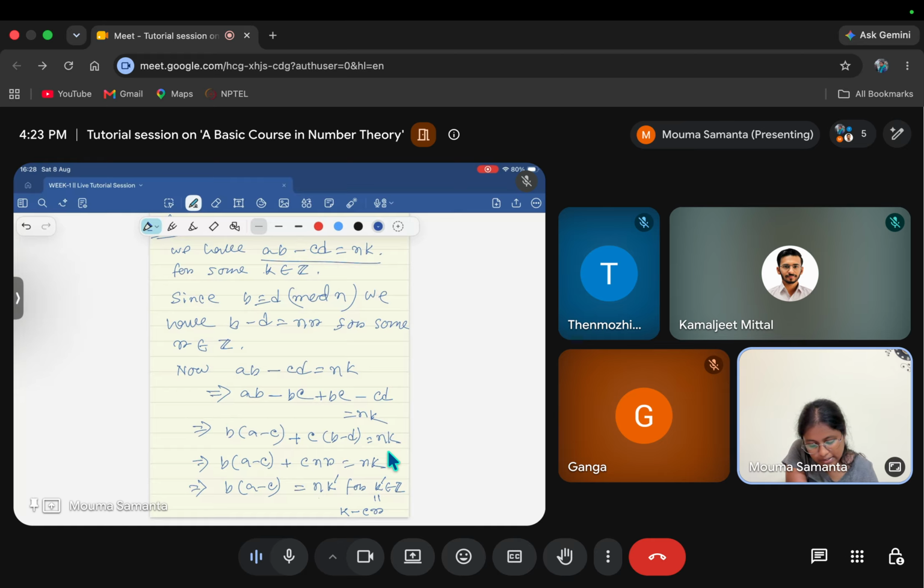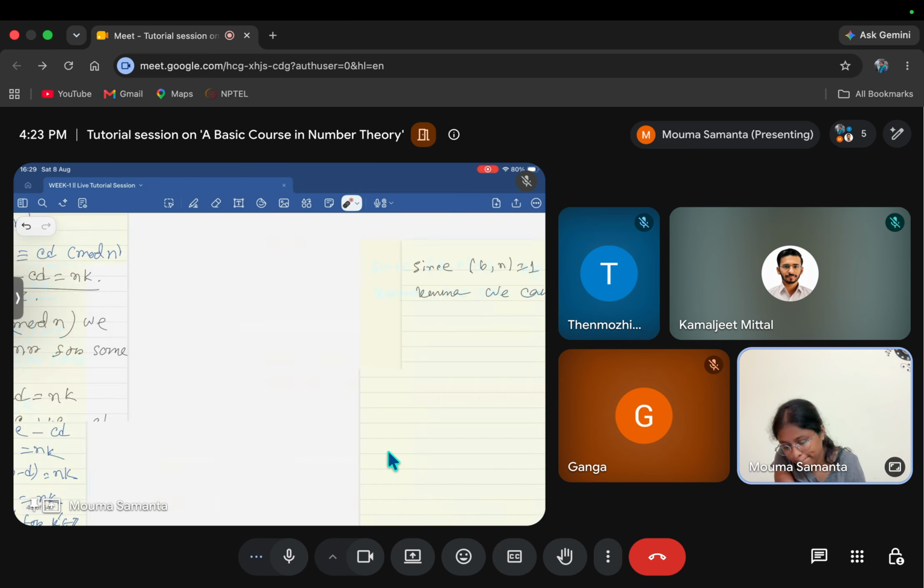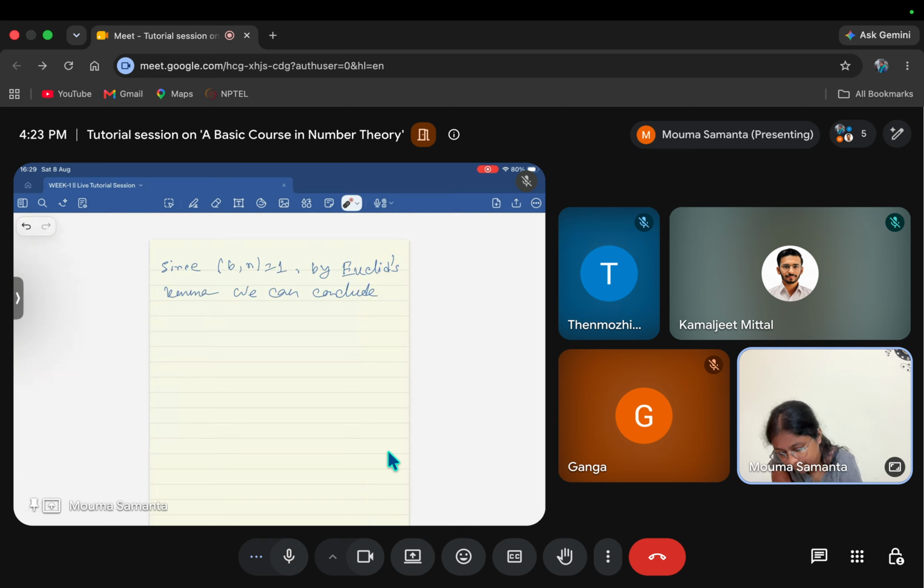So here we can say from this equation that n is dividing b times (a minus c). Since GCD of b and n equals 1, by Euclid's lemma we can say n is dividing only a minus c. N is dividing a minus c. Therefore, a is congruent to c mod n.